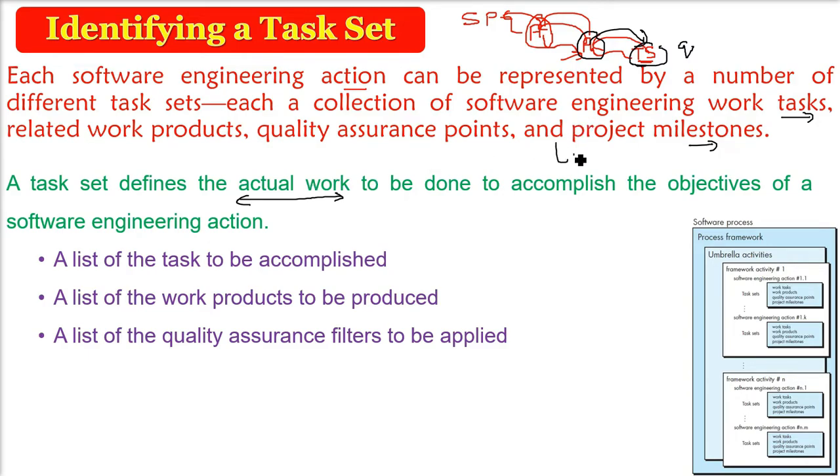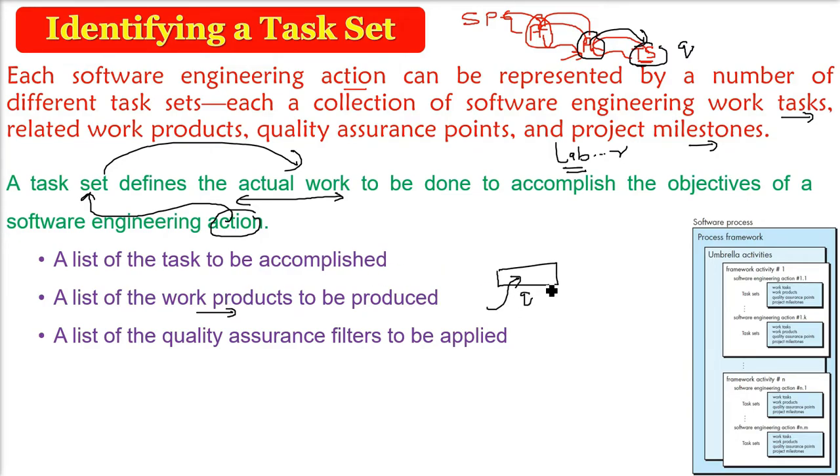For example, you need a laborer to make a building. The laborer is going to put the different bricks. So this is the actual task set. To complete a certain action, you need to have certain task sets. This is how we define the actual work. We'll have the list of the tasks to be accomplished, and for every task, what will be the work product. If we have a certain task set, what will be the time, what will be the milestone.